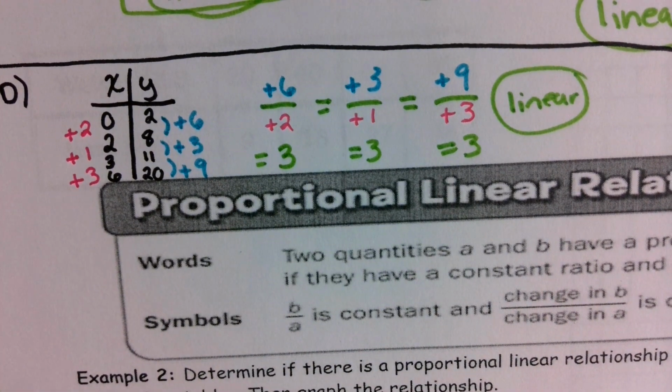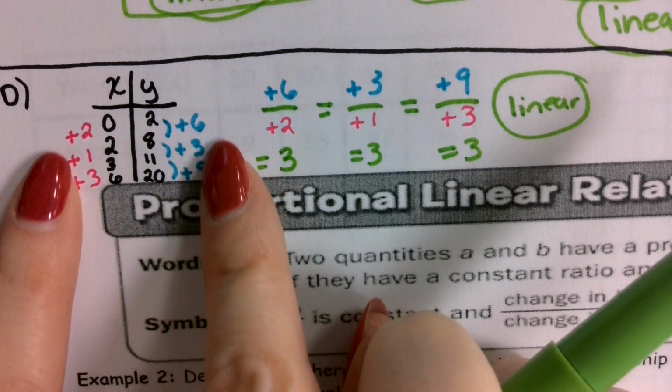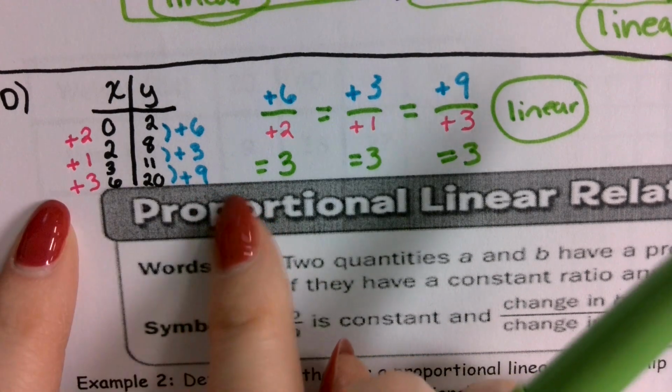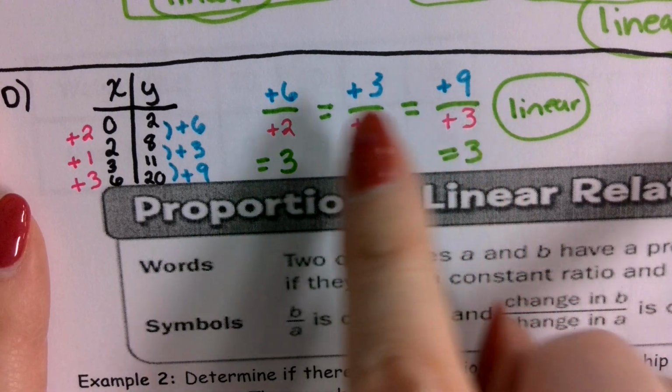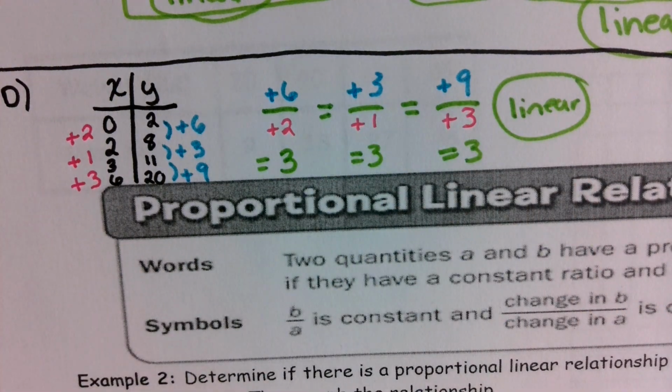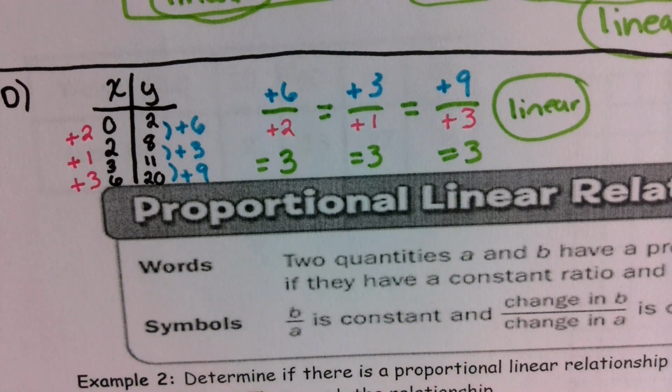So again, just because you don't see consistency in the change does not mean that it's not linear. You have to check them as each individual ratio. If each individual ratio is equivalent to each other, simplifies to the same value, then it is linear. If they still don't simplify to the same value, it would be nonlinear.